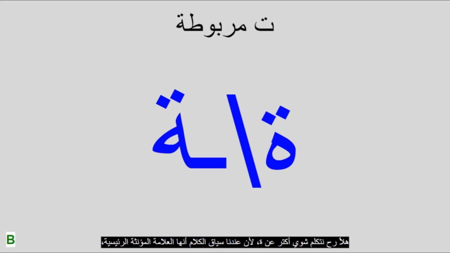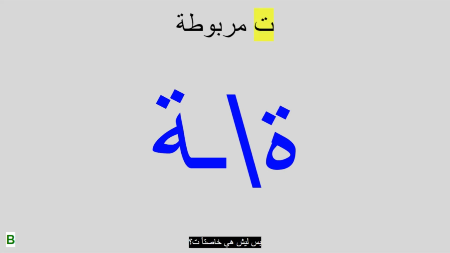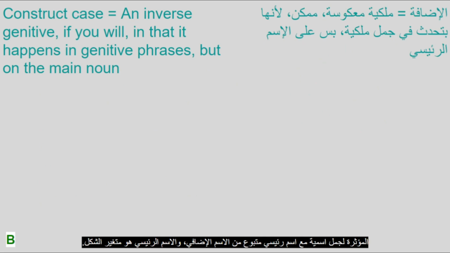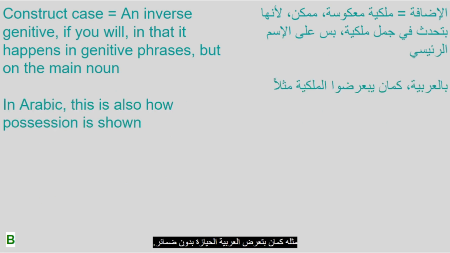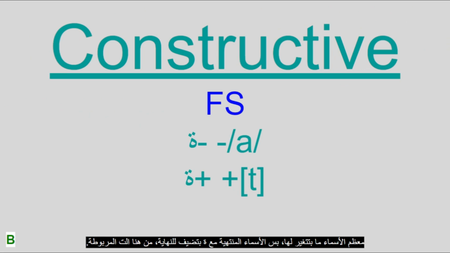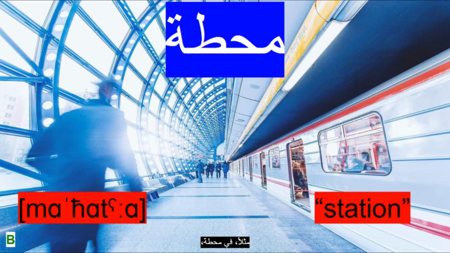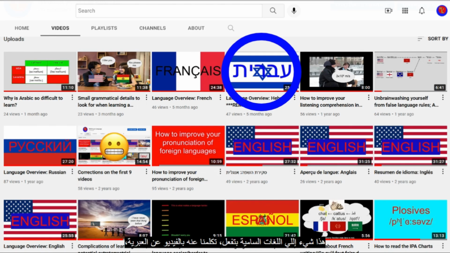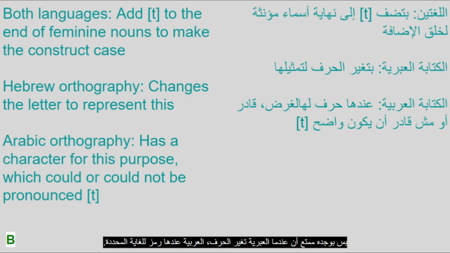Now I'll talk a bit more about ta marbuta, since we have the context of it being the primary feminine marker, but why is it a ta specifically? Well, Arabic isn't a case language overall, we covered that in the last video, but there is the construct case, which affects noun phrases with a main noun followed by the supplemental noun, and the main noun is the one that changes form. This is also how Arabic shows possession for non-pronouns. Most nouns don't change for this, but nouns ending in ta marbuta add a ta to the end, hence the ta marbuta. For example, there's mahatta, station, but then train station is mahattatul itar. It's a thing Semitic languages do. We talked about it in the Hebrew video, but I find it interesting that while Hebrew changes the letter, Arabic has a character for this specific purpose.